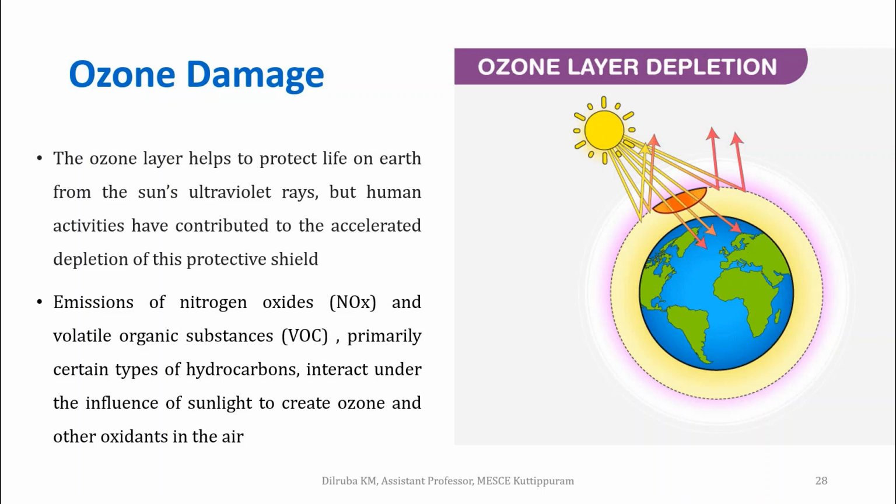The last one is ozone damage. We know the ozone layer protects life on earth from the sun's ultraviolet rays, but human activities have contributed to accelerating the depletion of the ozone layer. Emission of nitrogen oxide and volatile organic substances, primarily certain types of hydrocarbons, interact under the influence of sunlight to create ozone and other oxidants in the air.